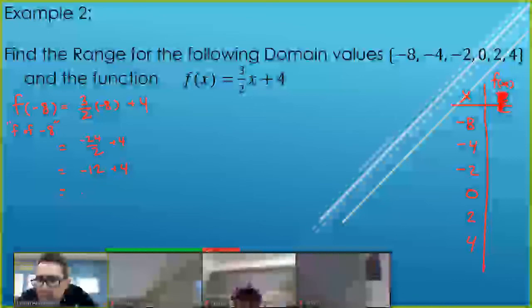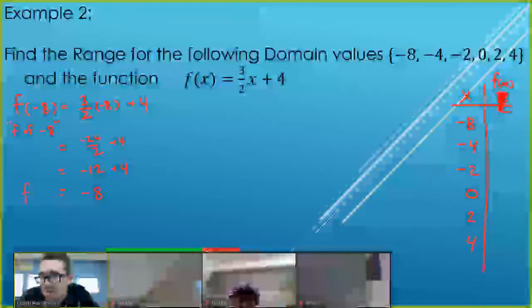All right, so I think this comes out to -8. -12 plus 4. Remember the space between 12 and 4? That's 8. Whoever's bigger has the leftover sign. So the 12 is bigger than 4, so our answer is -8 because the negative was bigger. So f of -8 actually gives me -8. Interesting.